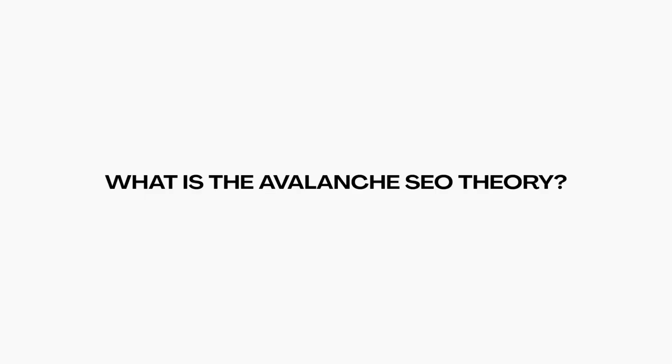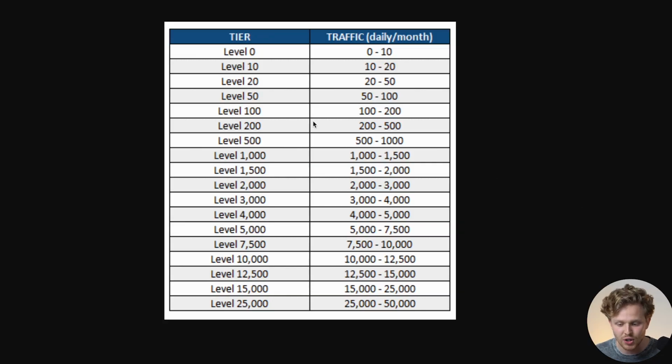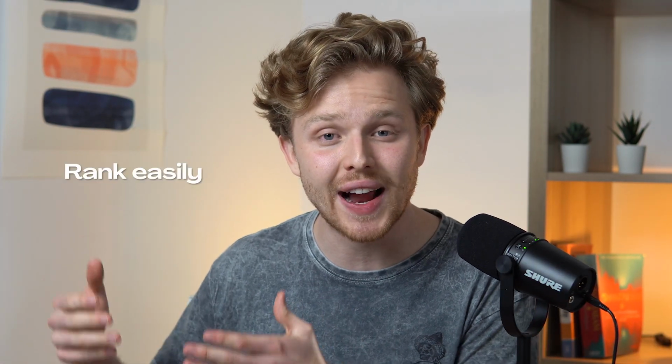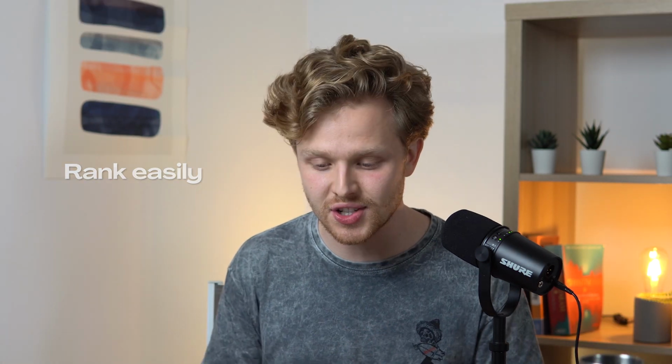So what is the Avalanche SEO theory? The main thing is understanding that your site falls under a specific natural tier based on the current organic traffic that your website is getting. Now we're going to go into a real example in just a second, but this is what the tier looks like here. That tier will give us guidance into finding keywords that match into that tier. And in theory, we will be able to rank easily without too much SEO effort.